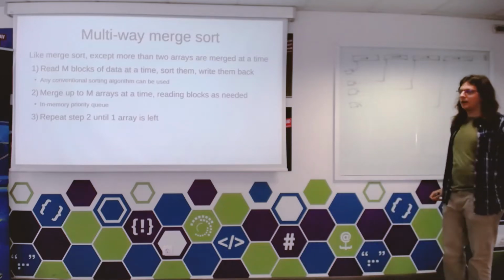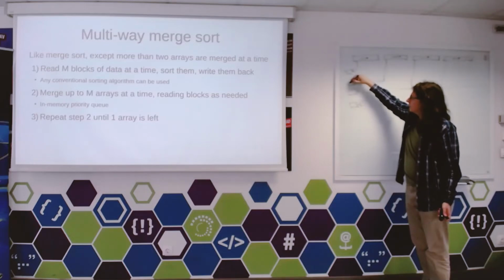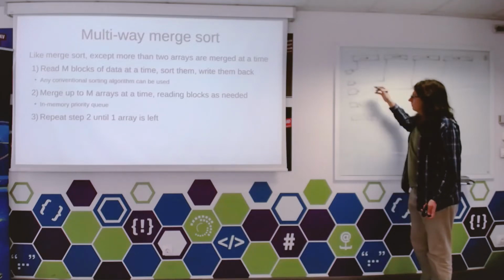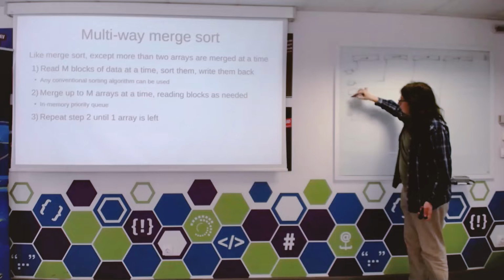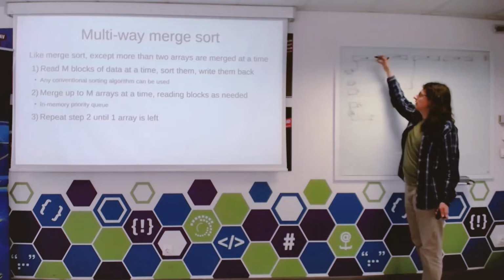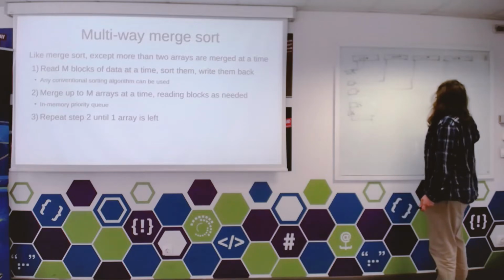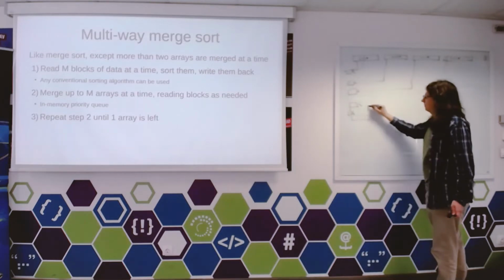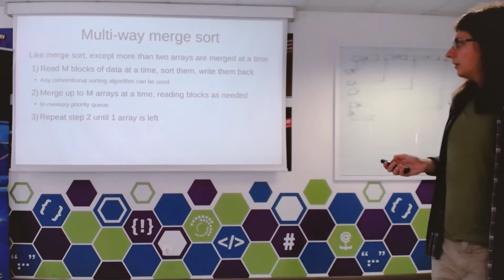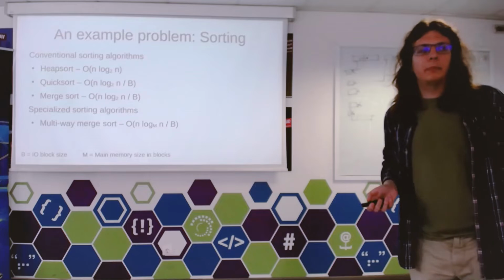After that, we just read individual elements and write them to the output array, again, block by block. Whenever we reach the end of one of the blocks we've read, we just read another one, and another one, and so on. Because of this, the log is base m, because we merge m arrays at a time.